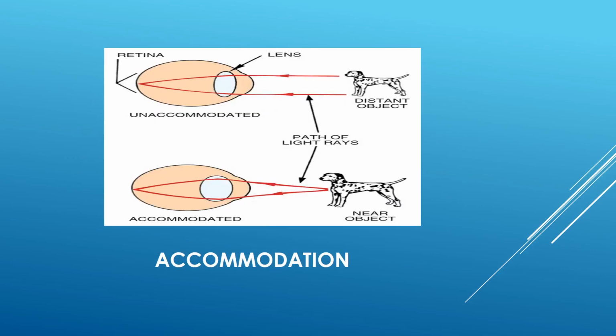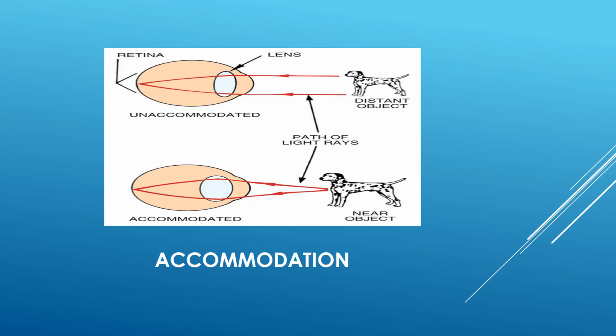Accommodation is the process in which the crystalline lens increases its power when focusing on near objects. Mechanism: the lens is suspended in the eye by the zonules that are attached at one end to the lens capsule and at the other end to the ciliary body. During accommodation, the ciliary muscle contracts, leading to relaxation of the zonules, and this reduces the tension on the lens capsule, leading to a more convex shape of the lens, therefore increasing its power.